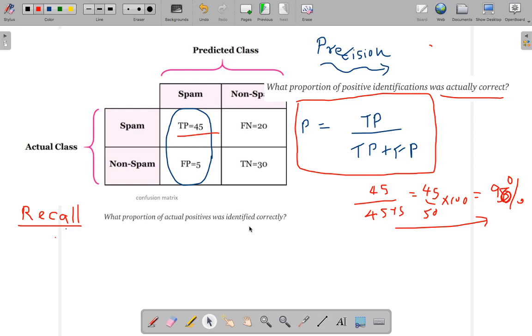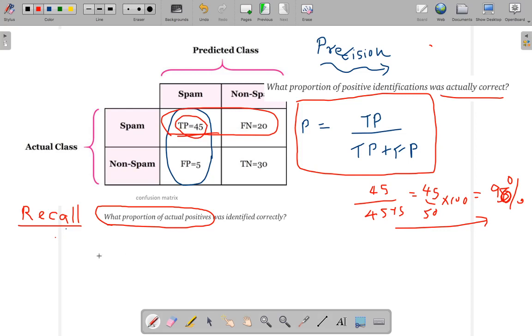So what are the actual positives? If you look here, the actual positives would be this. Now try to identify what the actual positives are. These are the spams. From these, what is the portion which is identified correctly? Obviously, it is this one.